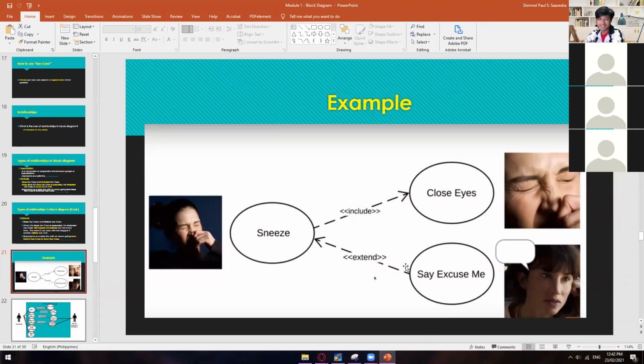And then we have here the extend, wherein this one is, you know, situational. So kapag may tao siguro sa paligid, then you will say, excuse me. Pero kapag walang tao, pag nag-excuse me ka pa, nako, matakot ka na. May nakikita kang iba, diba? So, yeah, this is a very good example when we say include and then extend use case. So, did you guys get this one so far?